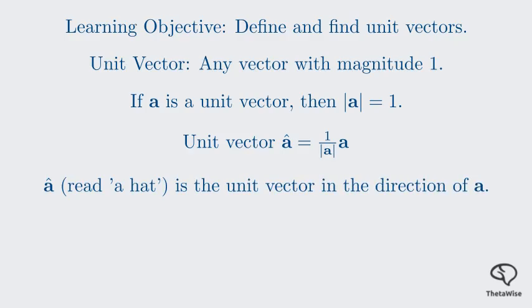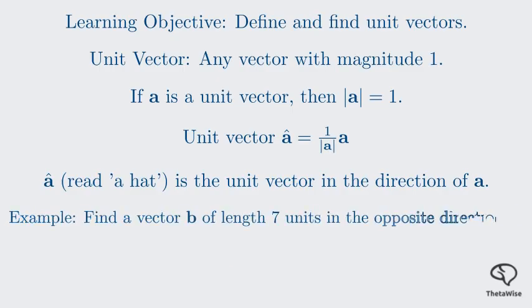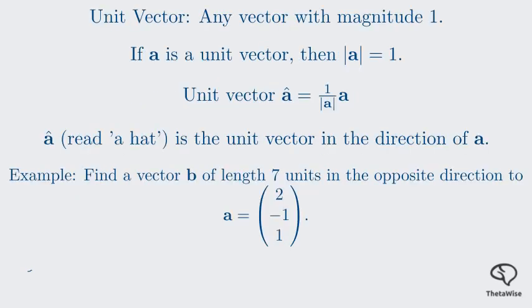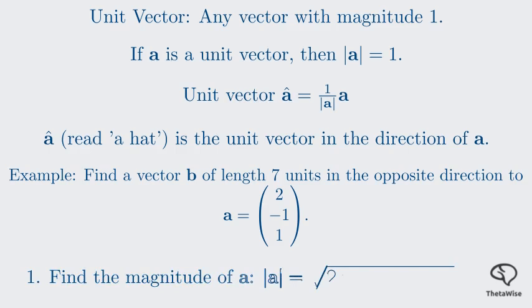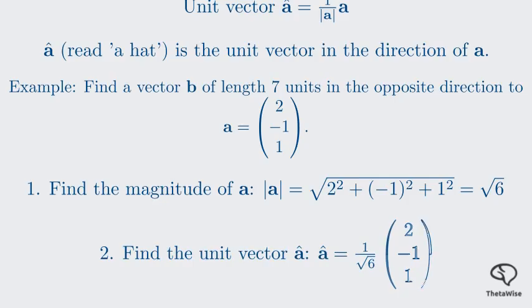Let's work through an example. Suppose we want to find a vector that has a specific length and direction. We need to find a vector B that has a length of 7 units and points in the opposite direction to vector A. First, we need to find the direction of A. We do this by calculating its magnitude, the square root of 2 squared plus -1 squared plus 1 squared, which is the square root of 6. The unit vector in the direction of A, A hat, is then 1 over root 6 times the vector A.